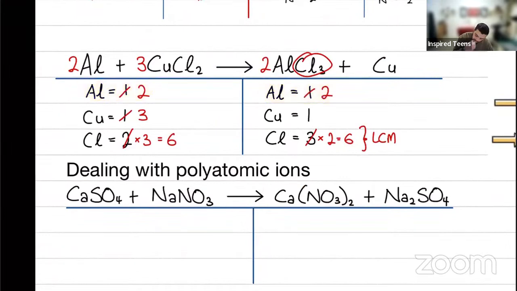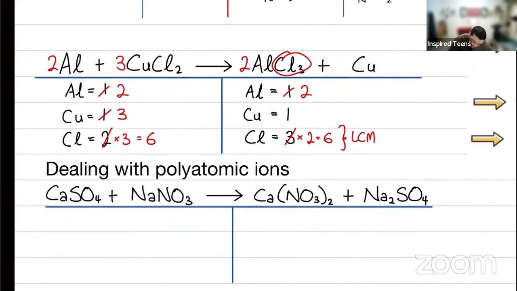Now let's look at our copper. On the left, I have 3. On the right, I have 1. I can just multiply that 1 by 3, and it changes it to having 3 coppers. And now our copper is also balanced. So our aluminium is balanced, our copper is balanced, and our chlorine is balanced. And this is the final balanced chemical equation for this chemical reaction.